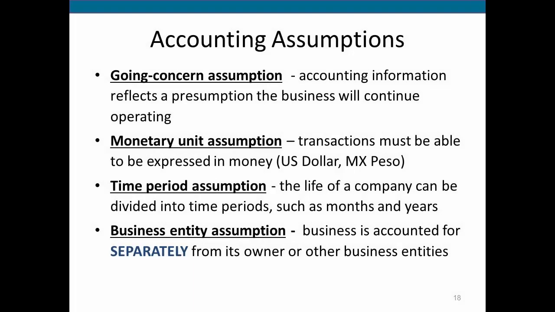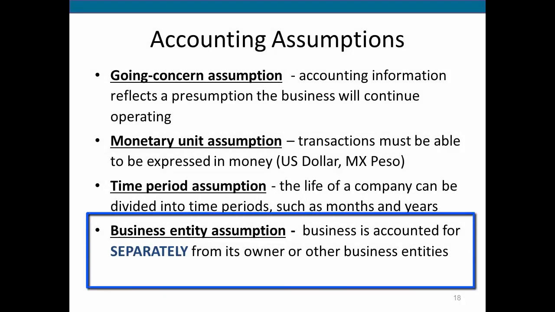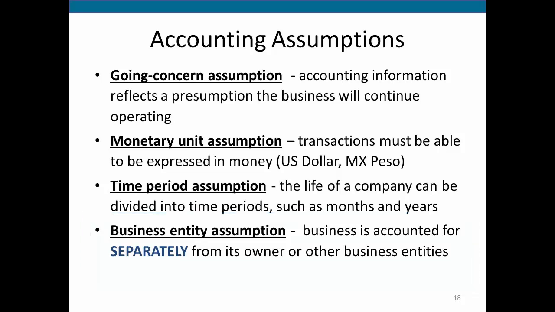Of the 4 accounting assumptions, the most important for you to understand now is the business entity assumption. It states that the transactions of a business are kept separate from those of its owner or any other company. To commingle money between an owner and his business would result in distorted financial information. The records of a business should only include those transactions of the business itself.